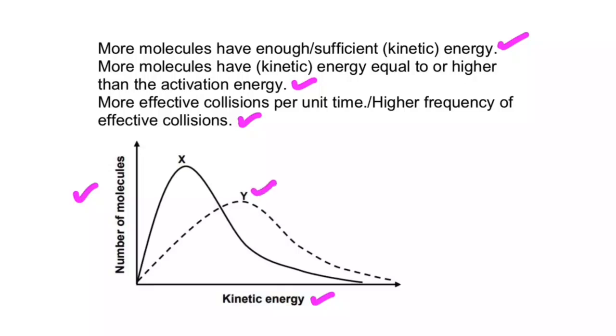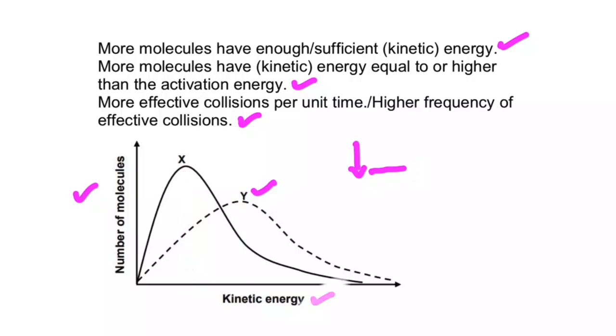We get that line that is represented by y. How does the line represented by y differ from the line written x? In y, the peak of the graph goes down, as you can clearly see, and then it shifts to the right. Most particles had low kinetic energy, but when we increase the temperature, you can see that most particles have more kinetic energy. So let's say, for instance, the activation energy for this reaction was somewhere here.